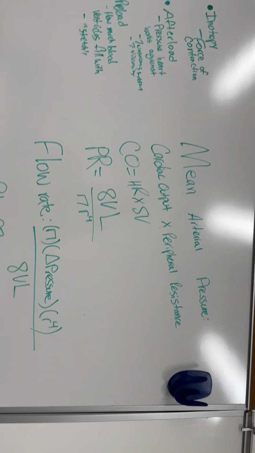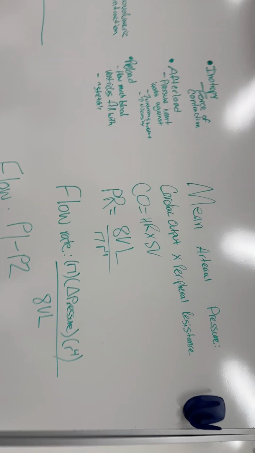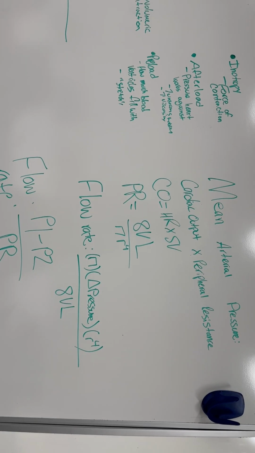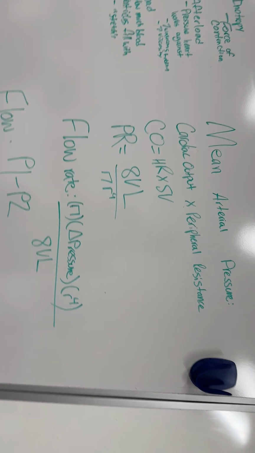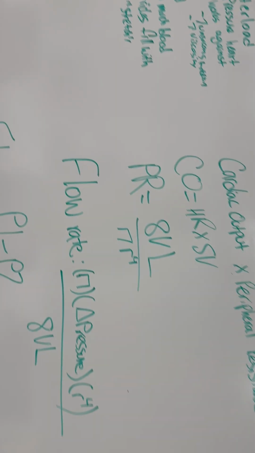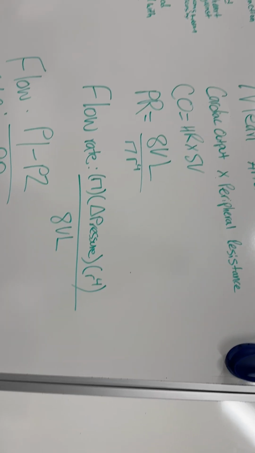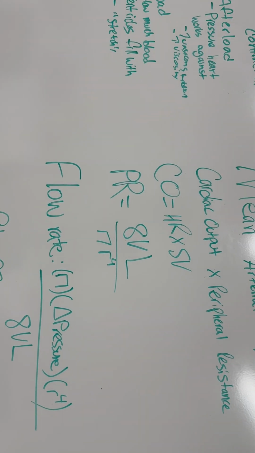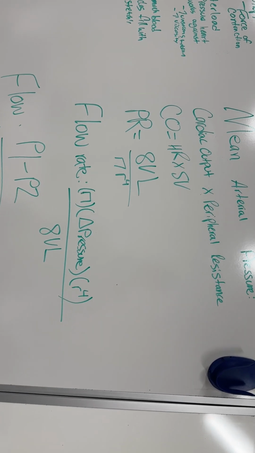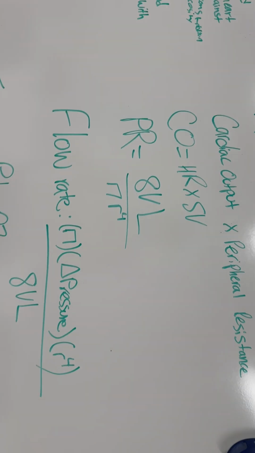So then we have this thing called mean arterial pressure, which is like our blood pressure. It's like our average blood pressure throughout our entire circulatory system. And the equation for this is going to be our cardiac output times our peripheral resistance. Cardiac output is heart rate times stroke volume. Peripheral resistance, the equation for this is going to be 8 times the viscosity value times the length, over pi times the radius of the blood vessel to the 4.